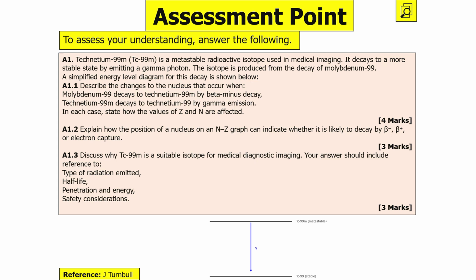Describe the changes to the nucleus that occur when molybdenum-99 decays to technetium-99 by beta minus decay, and when technetium-99m decays to technetium-99 by gamma emission. In each case, state how the values of Z and N are affected.